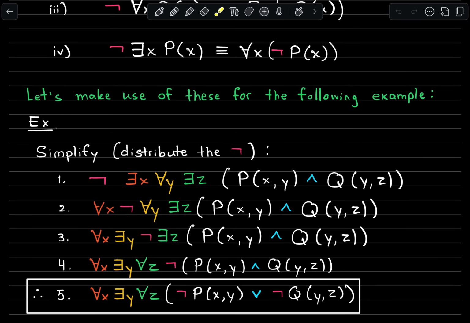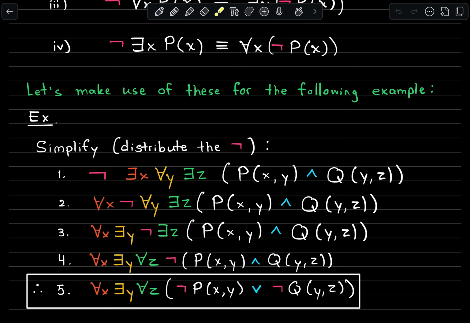Okay, so for that original statement, it was the negation of the existential of x, the universal of y, the existential of z, of p and q. And this has become the universal of x, the existential of y, the universal of z, and the negation of p or the negation of q. Okay, so this is just a quick example of how we can use the rules of equivalence to push through that negation.